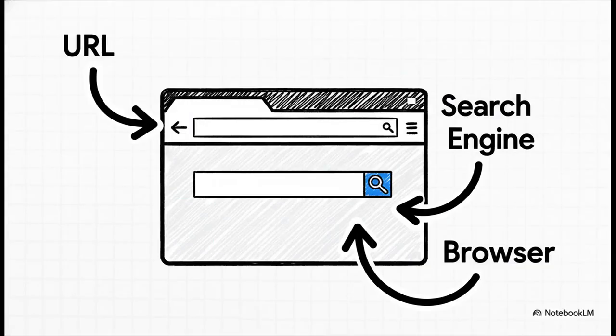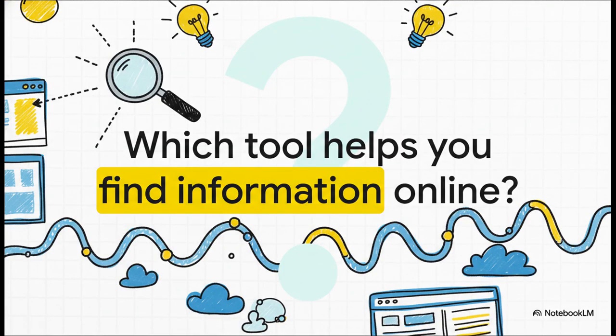Okay, for your exam, you're absolutely going to need to know these three terms. You've got the URL, that's just the website's address. The browser, that's the app you use to get on the internet, like Chrome or Edge. And the search engine, that's the tool itself, like Google, that does the actual finding. Simple as that. So you might get a question on the exam that looks something like this.